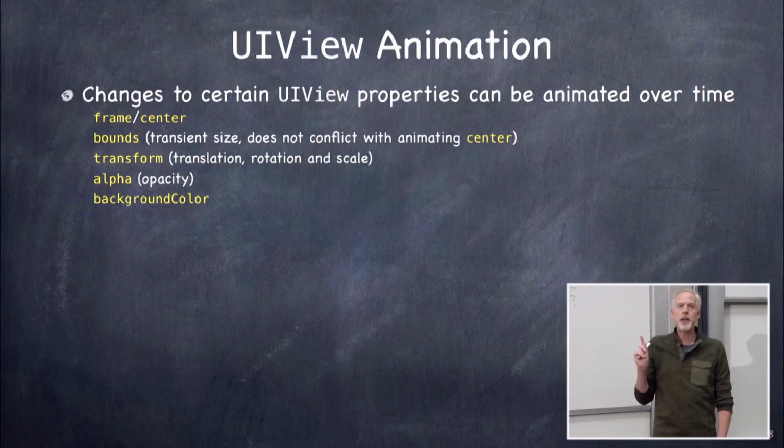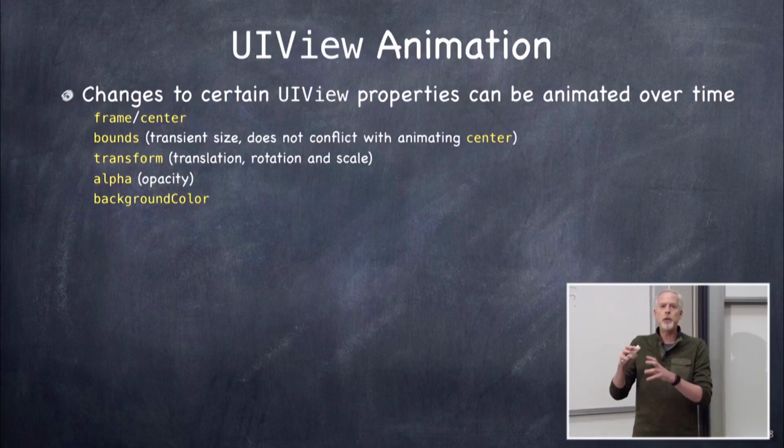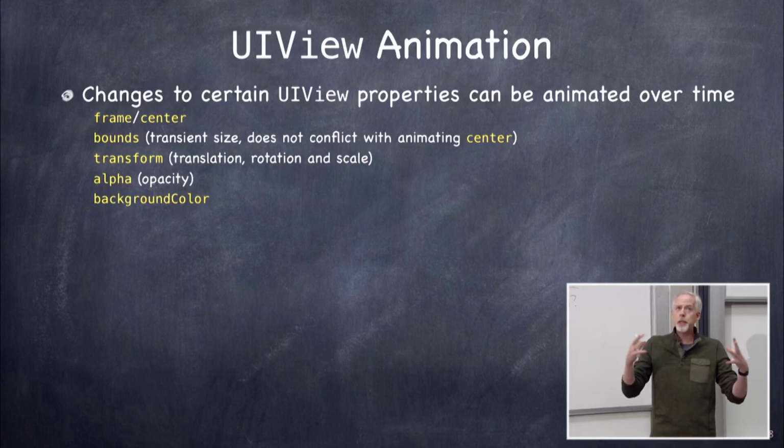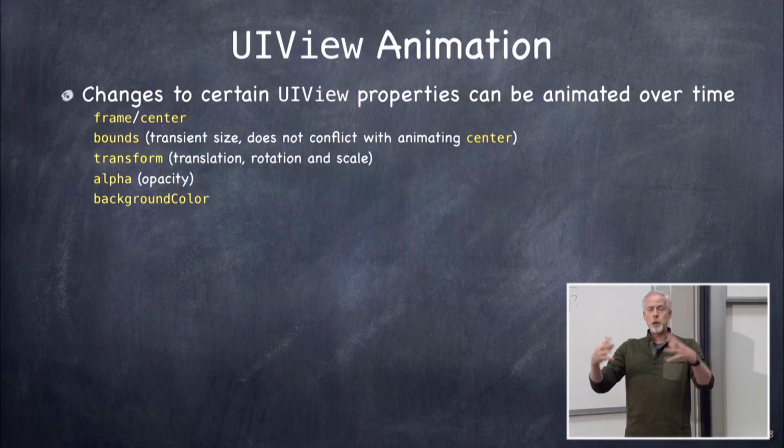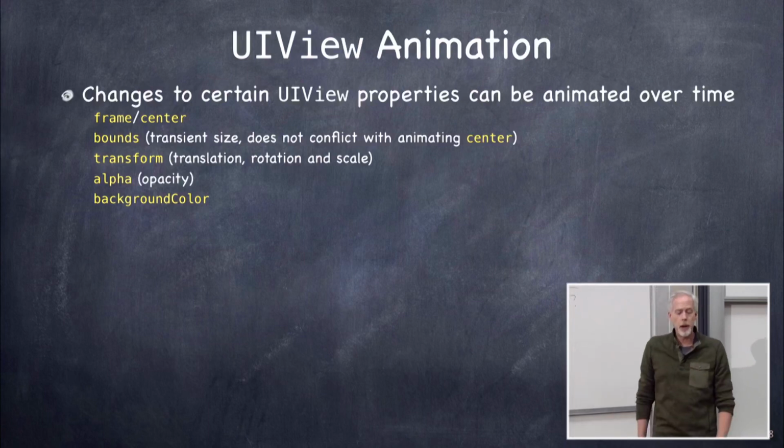You've got the frame and center that's animating the position of the view. You've got the bounds, which will animate the size of the view, although only in a transient way because it's the frame that determines where you are. And so if you're going to make it larger and it occupies more space in super view, you have to set the frame. The transform, which is super powerful, we saw that with a card where we rotated the corners upside down, so you can do rotation.